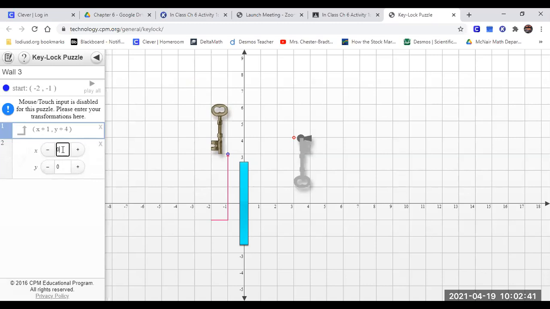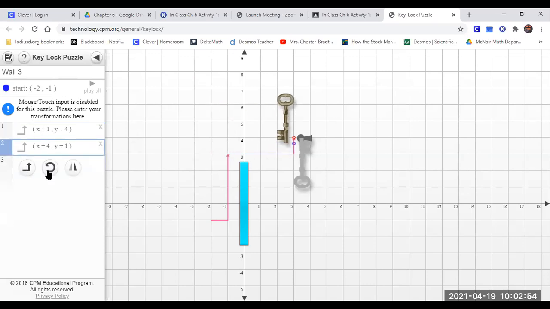How much to the, because we said we're going this way, how much to the right would it be going? Positive 4. And then we want it to go up 1. Right? There we go. Okay, now we got to think what we need to do. What needs to happen so our key fits? We need to flip it.